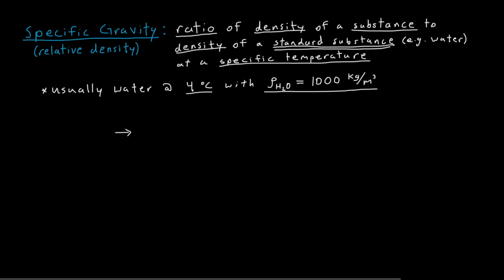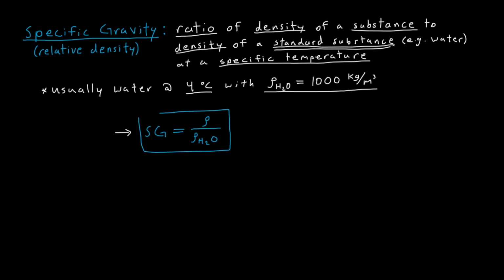And so the formula for this will typically look like Sg is equal to rho over rho H2O. And so this is basically a unitless measurement. So that is specific gravity or relative density.